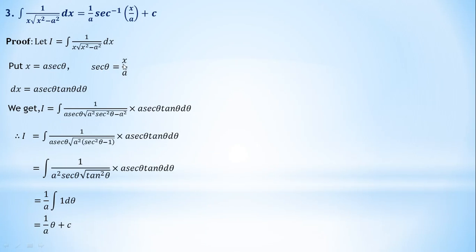So as sec theta is equal to x upon a, that gives theta is equal to sec inverse of x upon a. So we get the answer, that is equal to 1 upon a into sec inverse of x upon a plus constant. So this is also an important result. And here in this case you always remember that if there is a term root of x square minus a square, then we have to put x is equal to a sec theta.